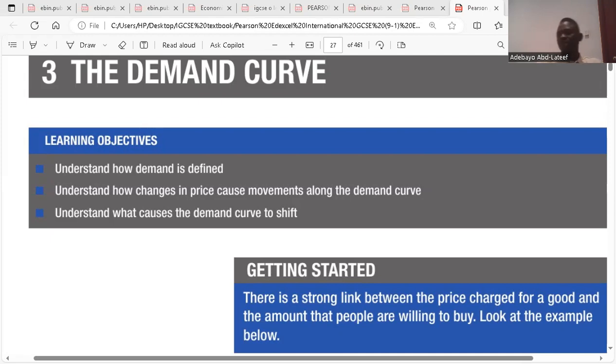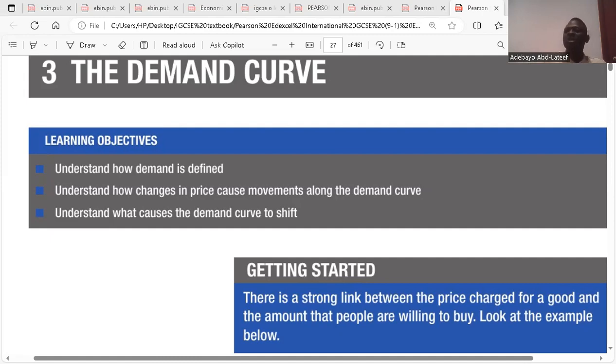What is a demand curve? A demand curve is a graph that shows the relationship between the quantity demanded and the price of a product. As soon as a schedule is drawn, you have to follow it up with a demand curve, which is a graph. Clear? So that takes us to the law of demand. What is the law of demand?